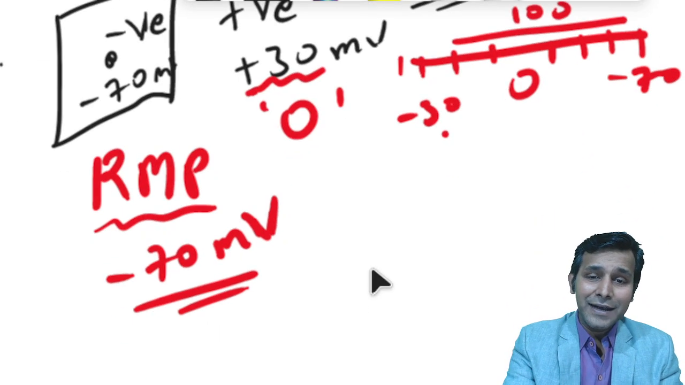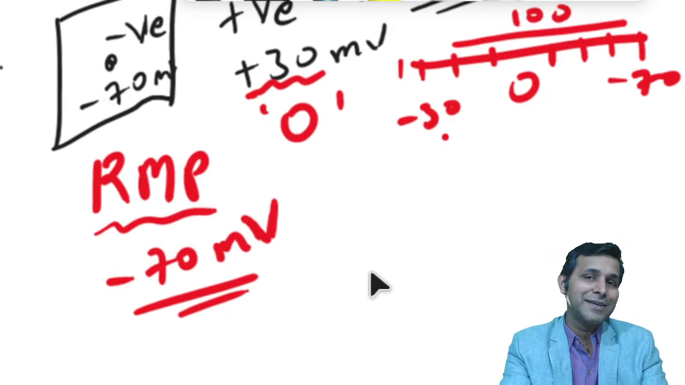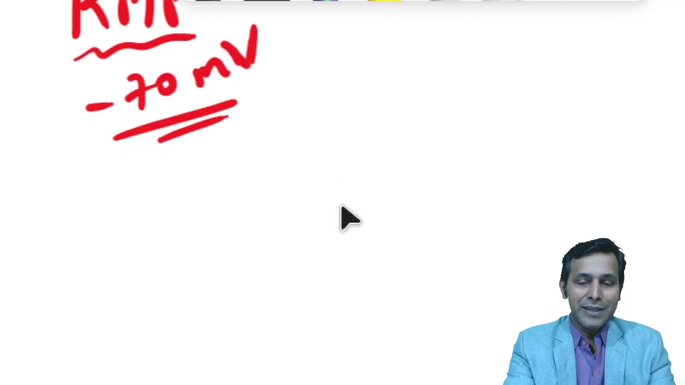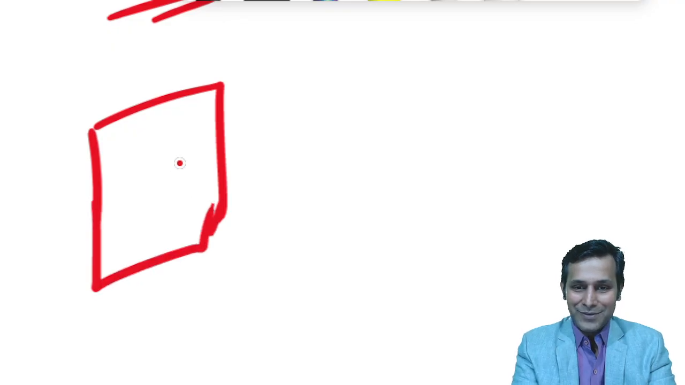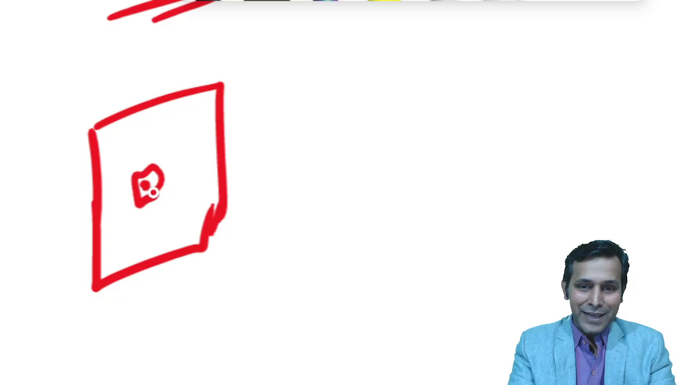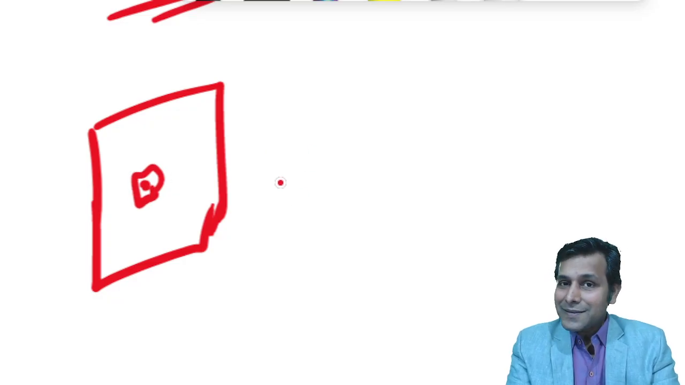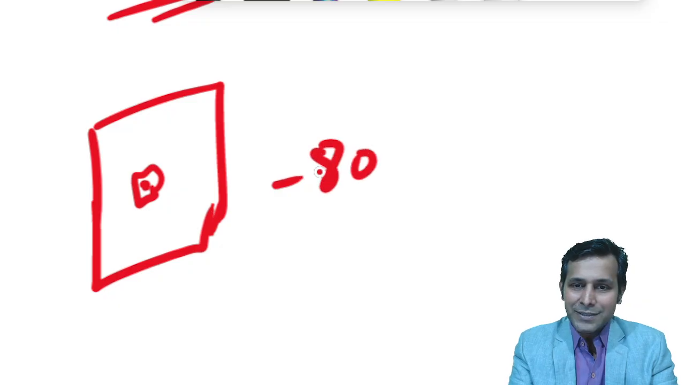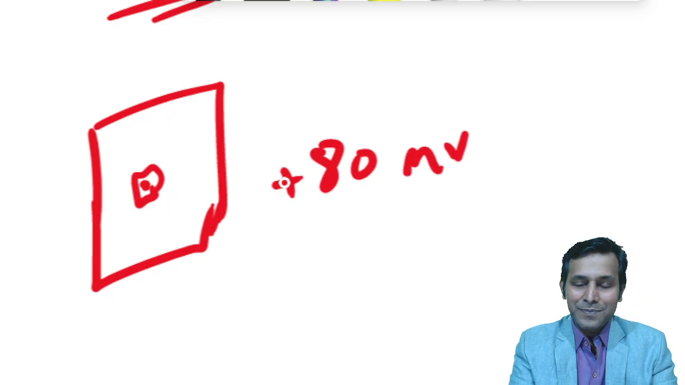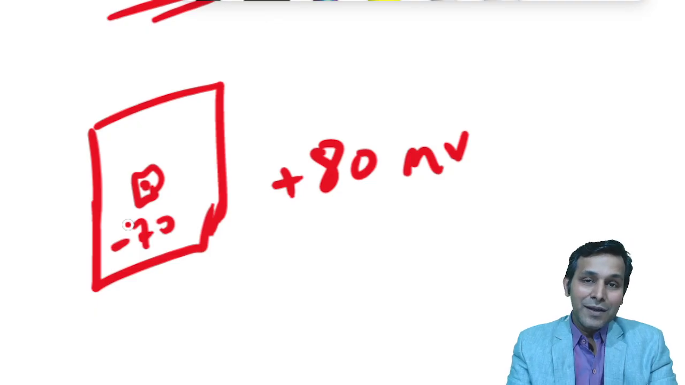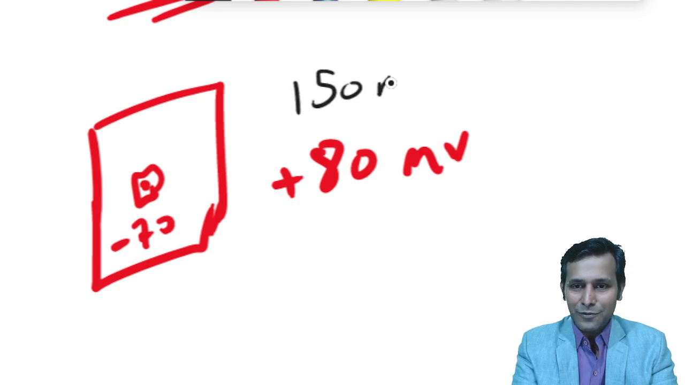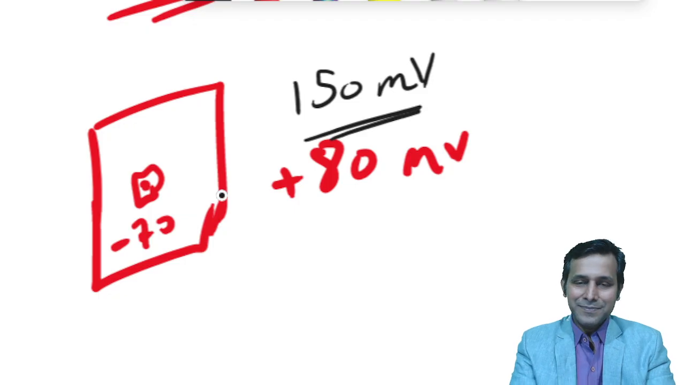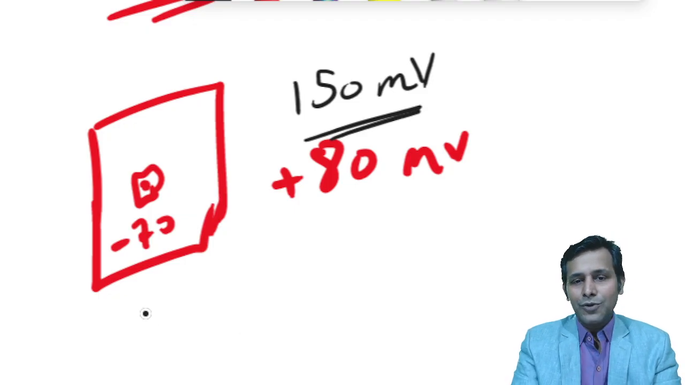Now, what is the answer? I have asked the question, which cell has the highest transmembrane gradient? Let me draw the diagram so that I'll give you an idea here. In this cell, the outside voltage is plus 80 millivolts, and the inner voltage is minus 70 millivolts. So in this case, the transmembrane gradient is 150 millivolts. And which cell is this? Remember, this cell is the endocochlear cell.